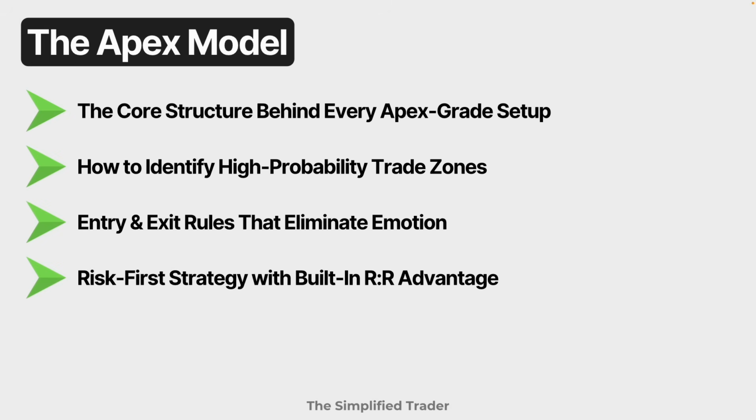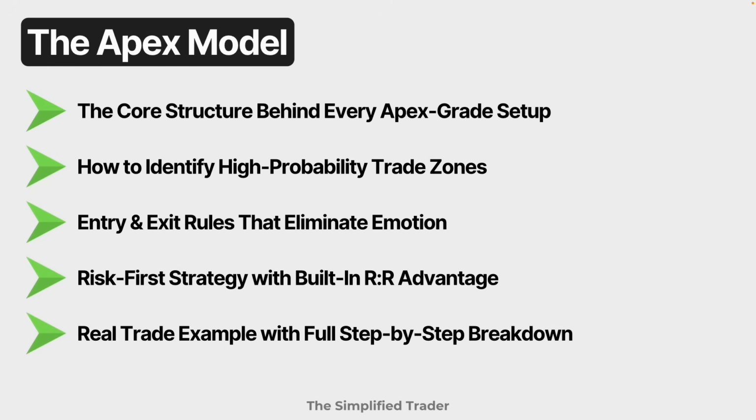This model is built around risk first. Every trade is filtered through a minimum 2R reward to risk lens. So you're not just winning more often, you're winning bigger when it matters. And finally, I'll walk you through a recent Apex setup from start to finish, and you'll see the structure, the entry, how I managed it, and exactly how it played out. And these are trades that I've shared live with my members of the private mentorship program.